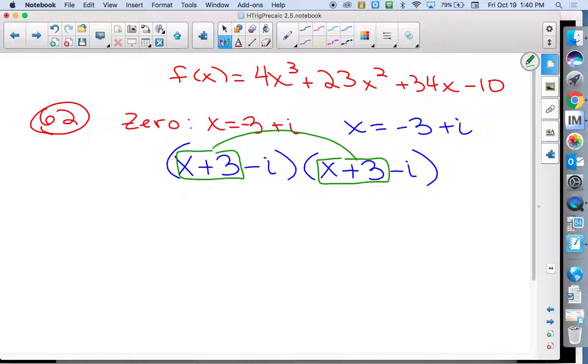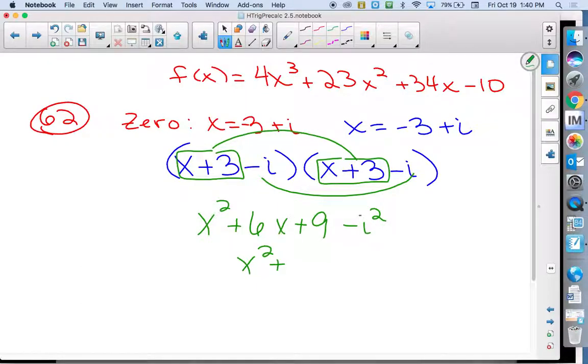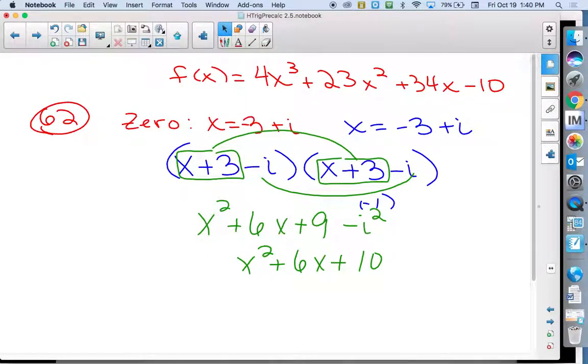So, Michael, x plus 3 times x plus 3 is? Is x squared plus 6x plus 9. And then the imaginary pieces, those would be the last part. So foiling the first and the last makes negative i squared. So, Michael, this quantity is? X squared plus 6x plus 10. Nice. Because that negative i squared turns into a negative 1. A negative negative 1 is a positive. So this piece here, that's the part that gave us the imaginary zeros.